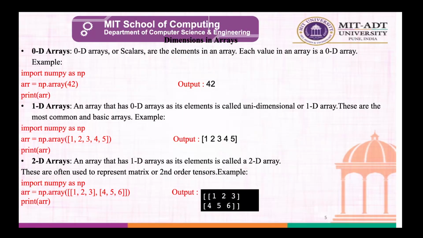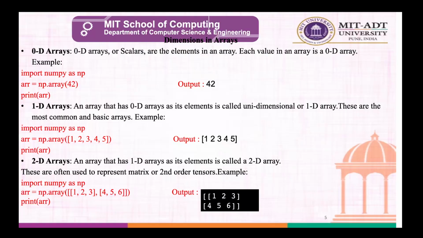There are different types of arrays: the zero dimensional array, also called a scalar. Here a single element is present in the array. In the example it is shown arr is equal to np.array in brackets 42. That means we are creating an array where only one element is present. So rows and columns are not there, only a single element is there, which is called a zero dimensional array.